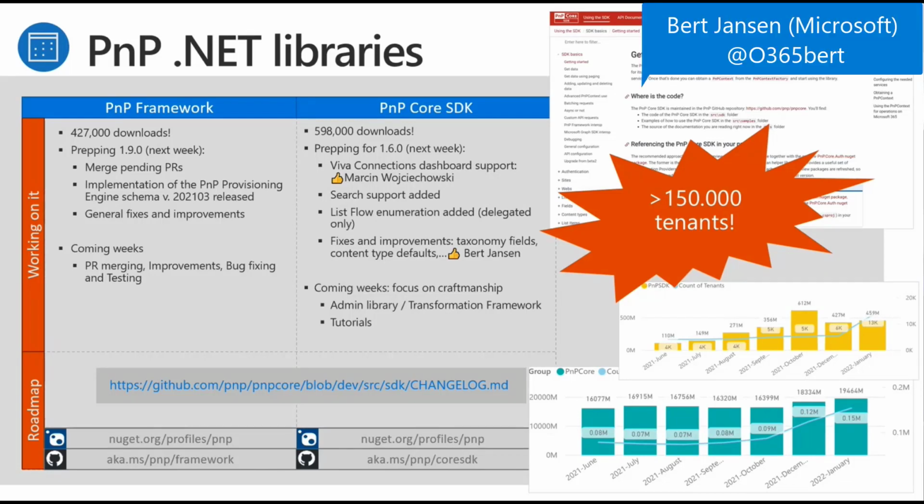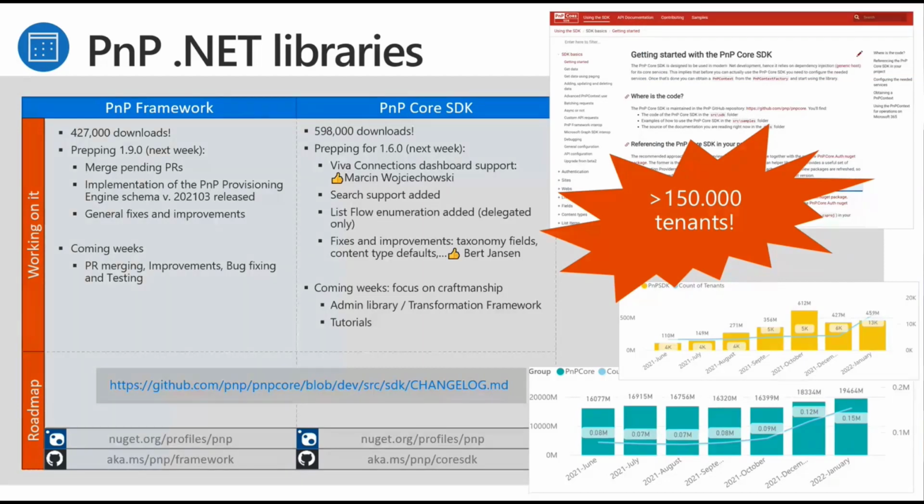Thank you, David. In the PnP.NET side, I think we have some good news for next week. We're planning to finally ship 1.6 from PnP Core SDK and 1.9 from PnP Framework. It took a while, but I think this time is right to ship a new release. And the reason why is because we have a couple of new interesting features added that you definitely want to get out in a production release. They're already available in the nightly builds, but always better to have a production version.